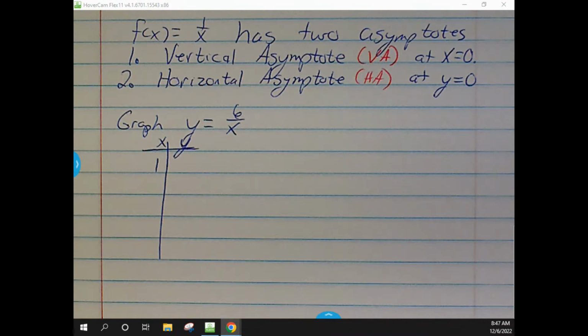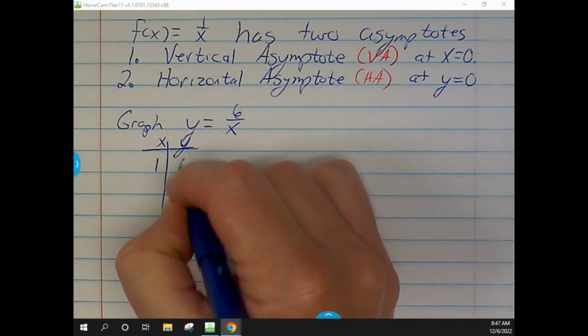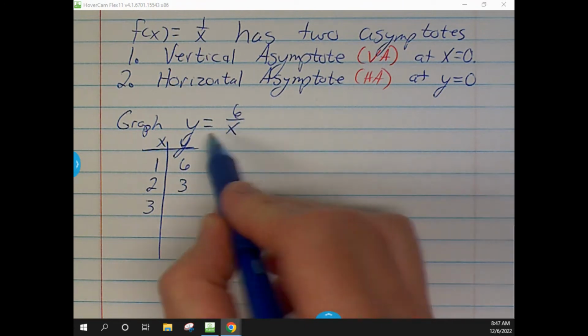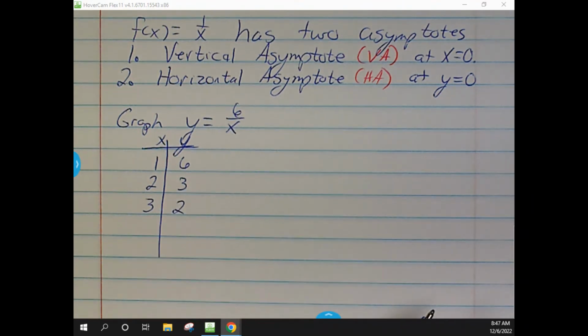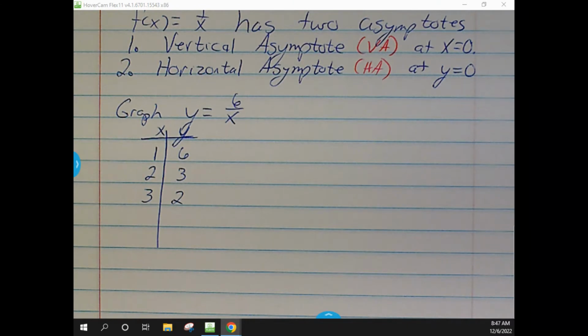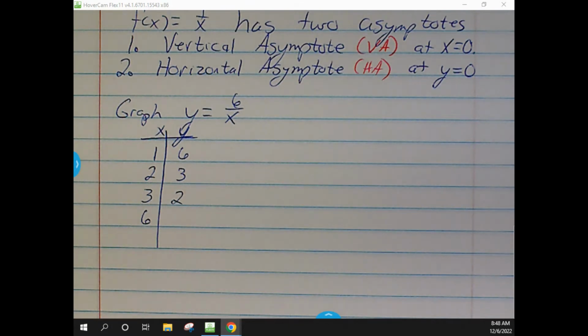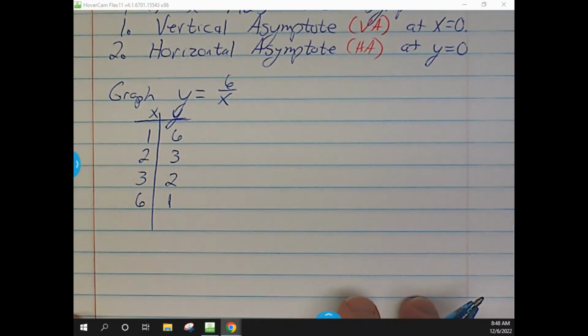All right, so let's plug in x equals 1. 6 divided by 1, y is 6. Now let's pick numbers that are easy to work with. Obviously 2. 6 divided by 2 is 3. X is 3. 6 divided by 3 is 2. We're going to skip over 4 because we'll get a decimal number. We don't really need 5. So then we'll go to 6. And 6 divided by 6 is 1. Pretty easy on that, right? Again, pick numbers that make it easy to work with. We're not going to worry about 4 or 5 where we get decimal numbers. We're just going to do whole numbers.